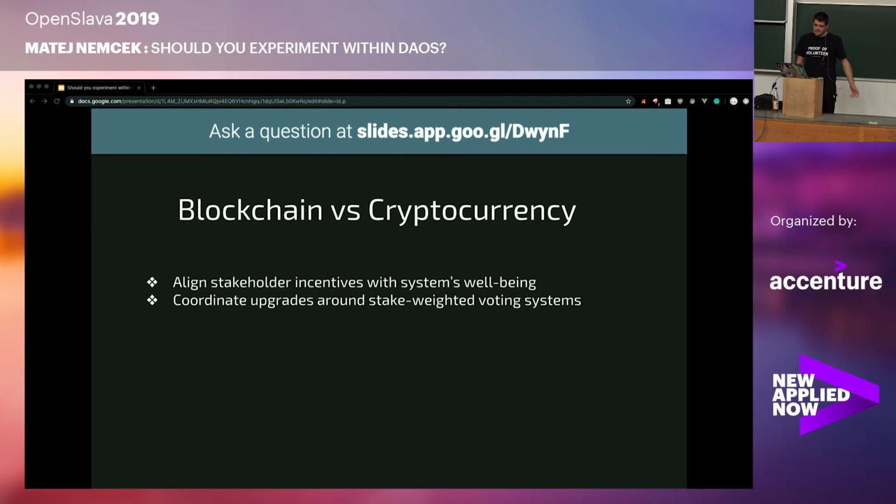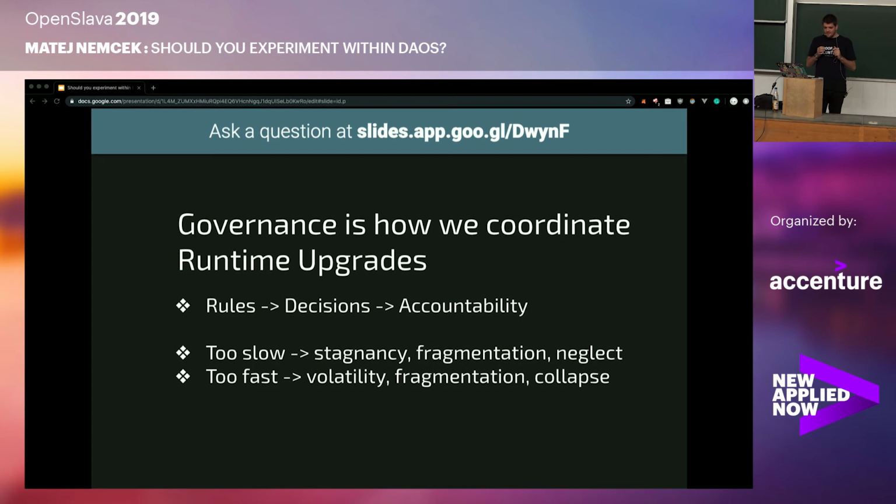Okay. So I would summarize that this blockchain system should propose how the voting system should work, and how the coordination of the upgrade should work, in a sort of meta governance. So in Polkadot, we got this governance process to coordinate the runtime upgrades, and we learned that we want to define the rules, allow decisions to be made, and hold these decisions accountable for the system. And we are looking for Goldilocks criteria: not too slow, because that leads to stagnancy and fragmentation of the network and neglect. And if it's too fast, it makes the network more volatile, not just on price but on opinion as well, and it may collapse.